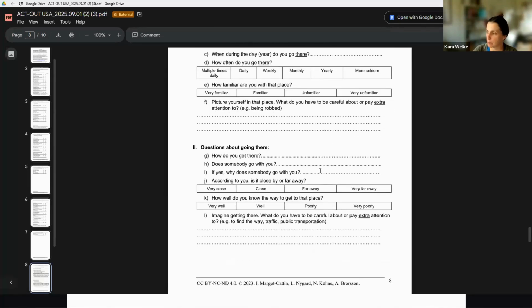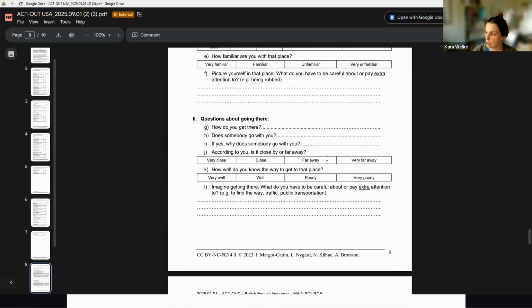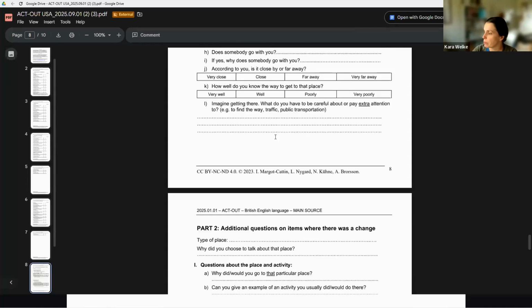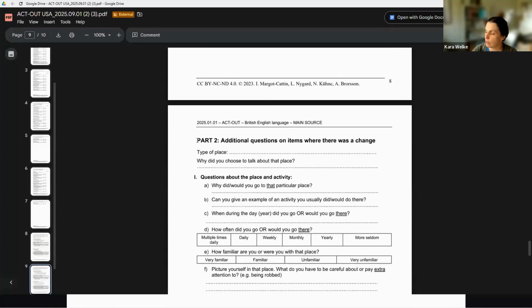How did you get there? Did someone go with you? If yes, why does someone go with you? According to you, is it close by, far away? How well do you know the place? So again, looking at their perceived distance and things like that. And then the next one for part 2, now we're asking them on an item where there was a change.